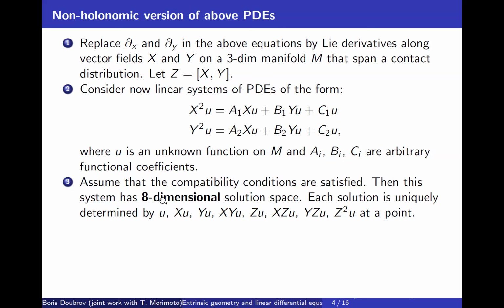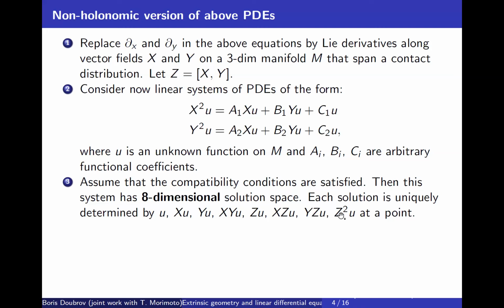But this can be done all very naively, and then we see that each solution is uniquely determined by this initial data at the point. So you see, as before, it's u, xu, yu, xyu. But for example, if you compute yxu, then xyu minus yxu is zu. So this is how zu appears here, and then xz, yz, and z squared have to be specified, and all other partial derivatives can be derived from these relations.